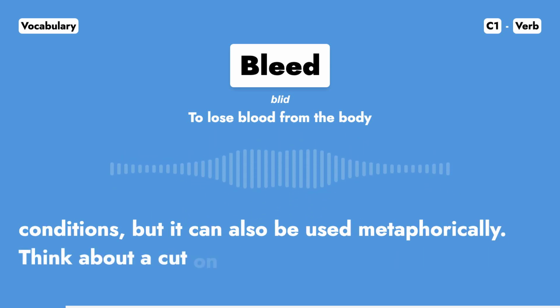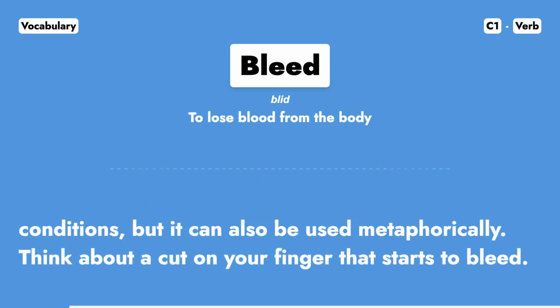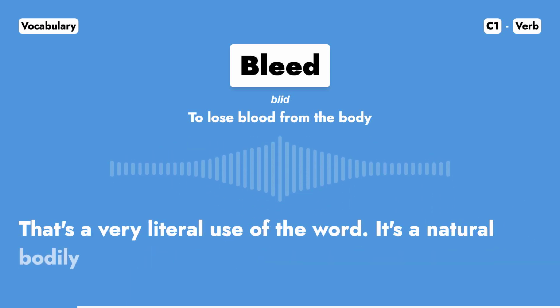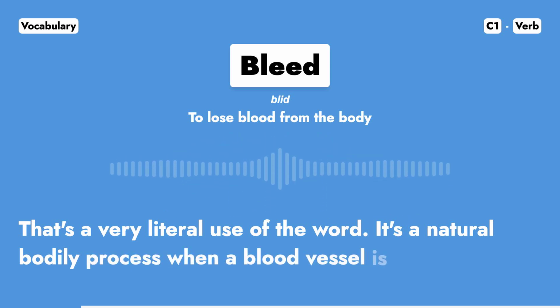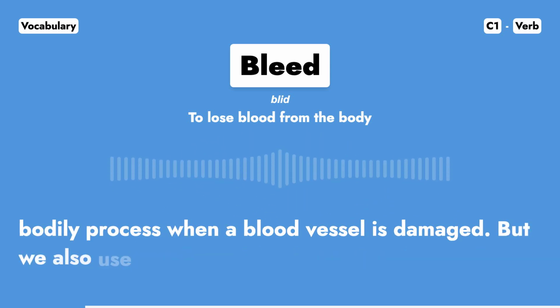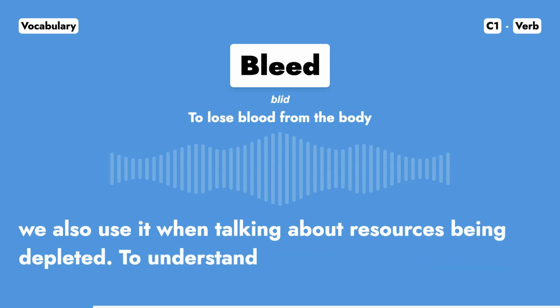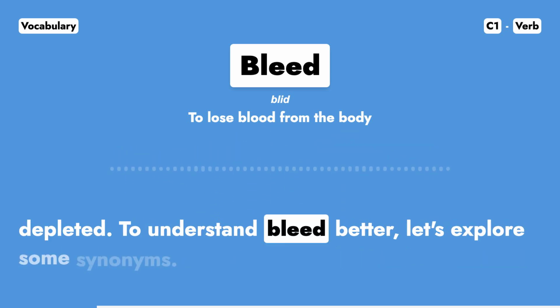Think about a cut on your finger that starts to bleed. That's a very literal use of the word. It's a natural bodily process when a blood vessel is damaged. But we also use it when talking about resources being depleted. To understand bleed better, let's explore some synonyms.